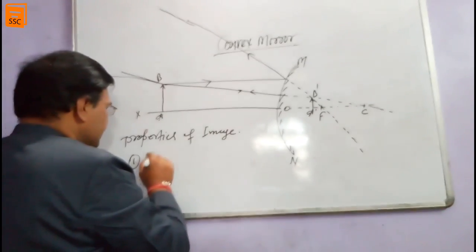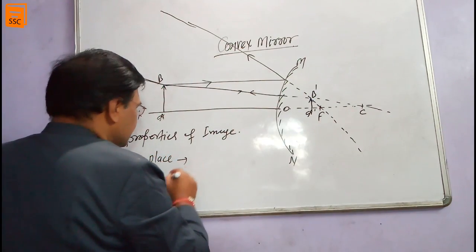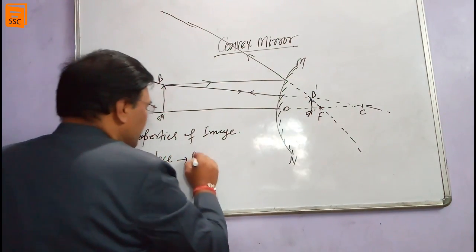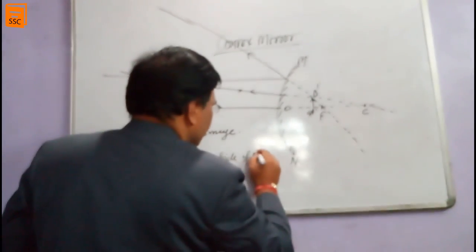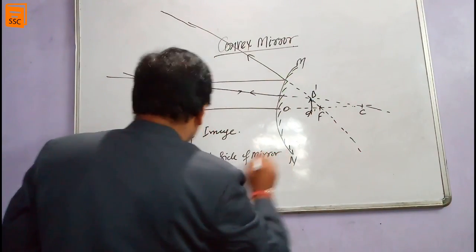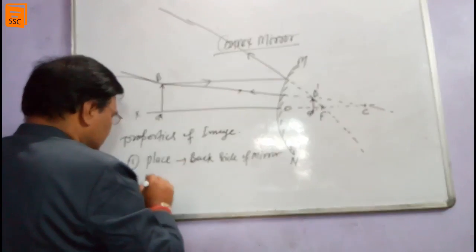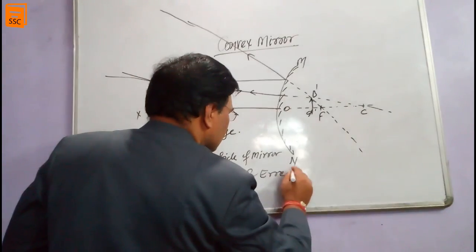In the properties of the image, first, the position: the back side of the mirror. Second, the nature: it is always virtual and erect. And third, the size: smaller than the object.